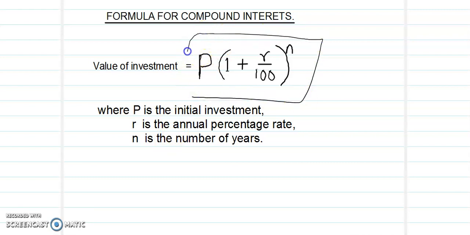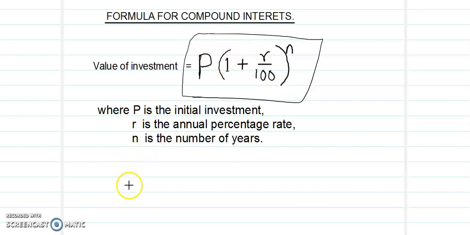The formula for the compound interest says that the value of investment is P times (1 plus R over 100) power N, where P is the initial investment, R is the annual percentage rate, and N is the number of years. Okay, so this is for the compound interest.